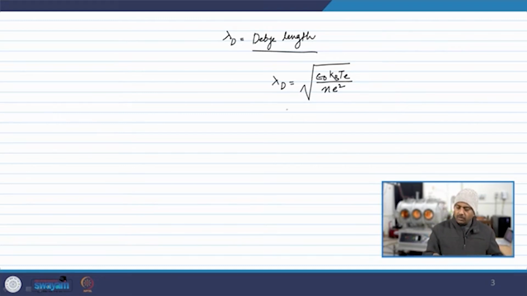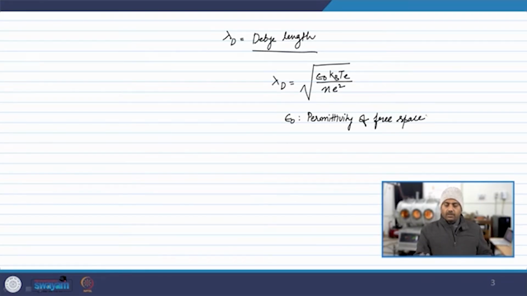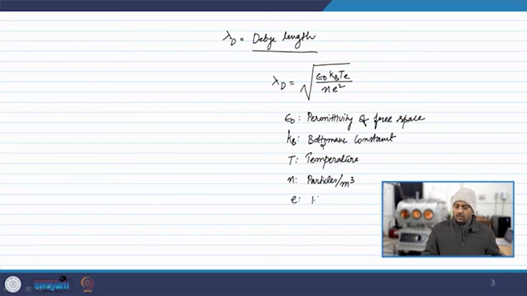Now, in this Debye length, what are the parameters? Epsilon naught is the permittivity of free space, k B is the Boltzmann constant, T is the temperature, n is the number of particles per unit volume, right, and e is 1.6 times 10 to the power of minus 19 coulombs, right.